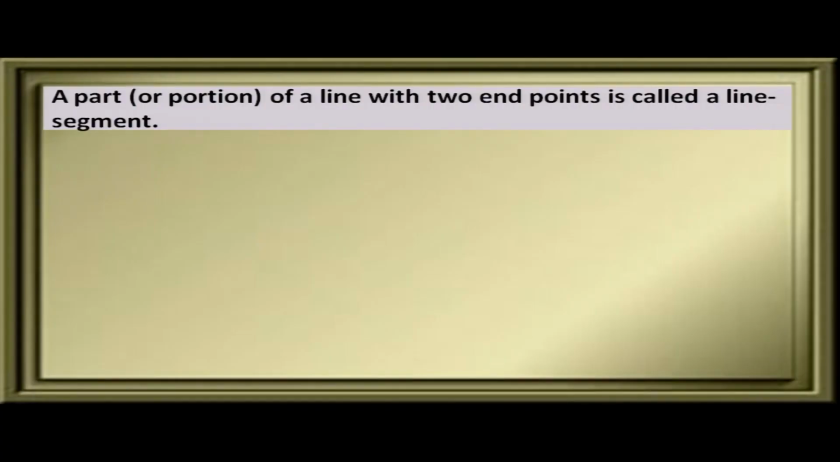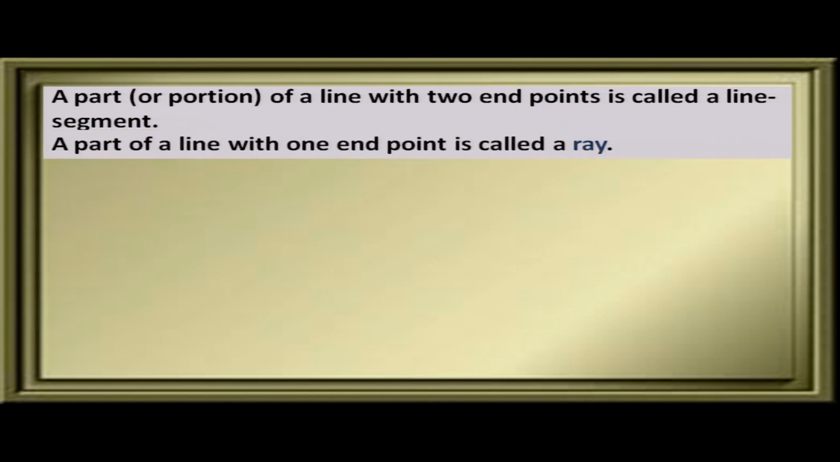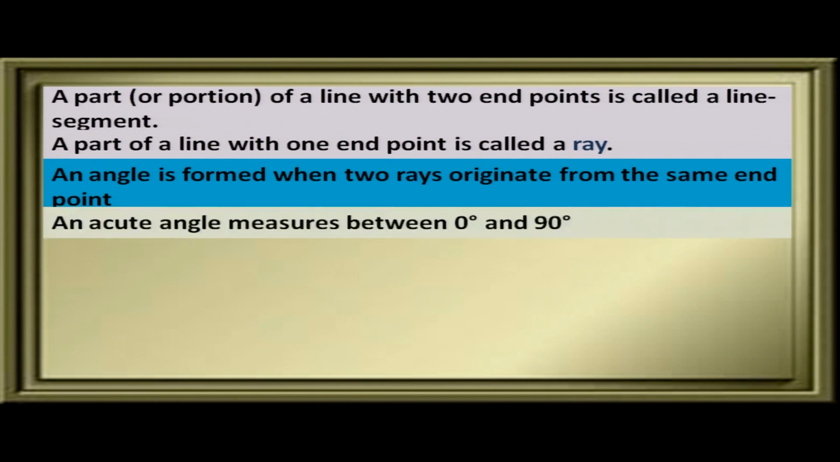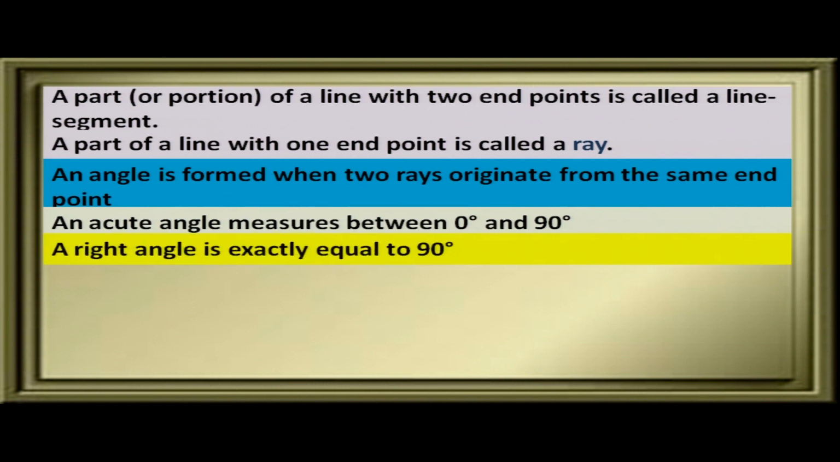Before going to discuss this, let's recapitulate what we have studied earlier. A part of a line with two endpoints is called a line segment. A part of a line with one endpoint is called a ray. An angle is formed when two rays originate from the same endpoint. An acute angle measures between 0 degree and 90 degree. A right angle is exactly equal to 90 degree.